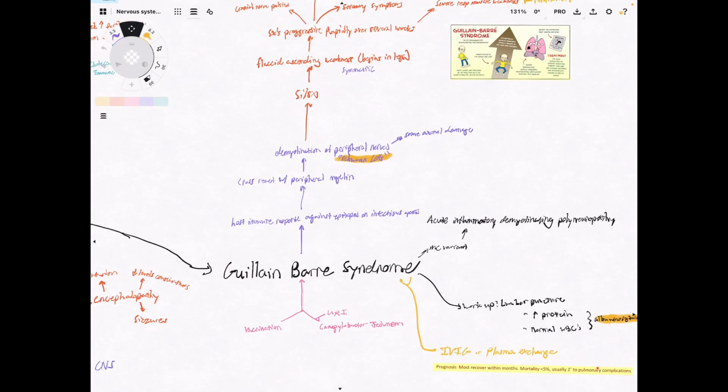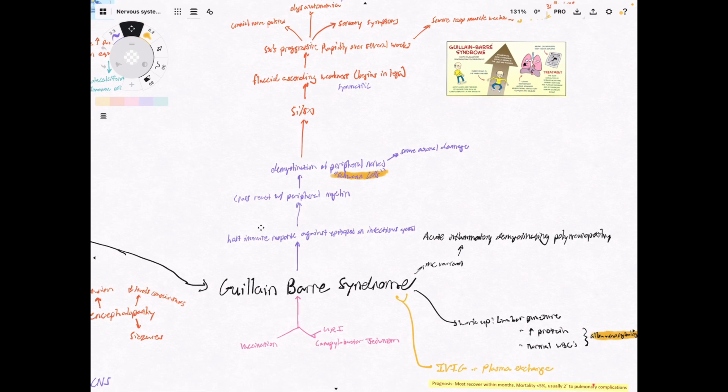Now, the etiologies of Guillain-Barre syndrome are a couple. We have an upper respiratory infection, which is usually the most common. A common bacterial infection is Campylobacter jejuni, which usually presents with bloody diarrhea, and then we have vaccination. So the pathophysiology of Guillain-Barre is a host immune response.